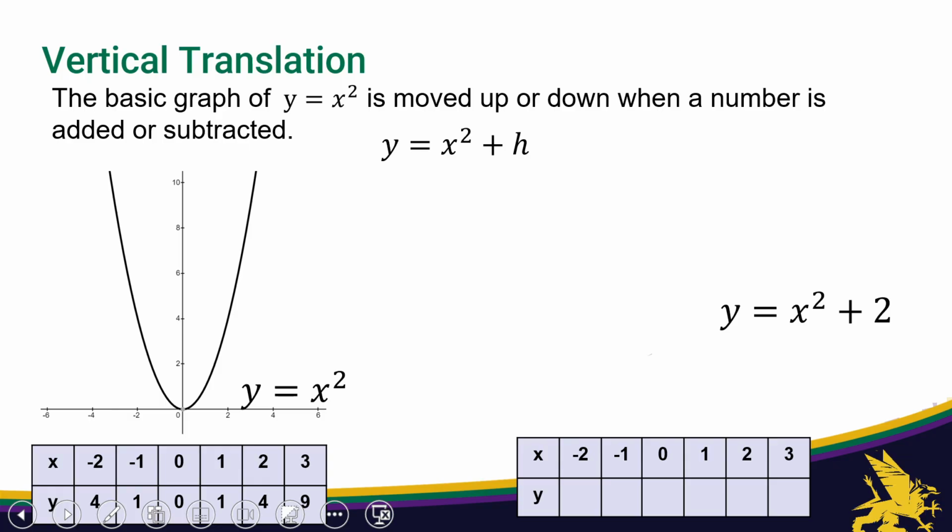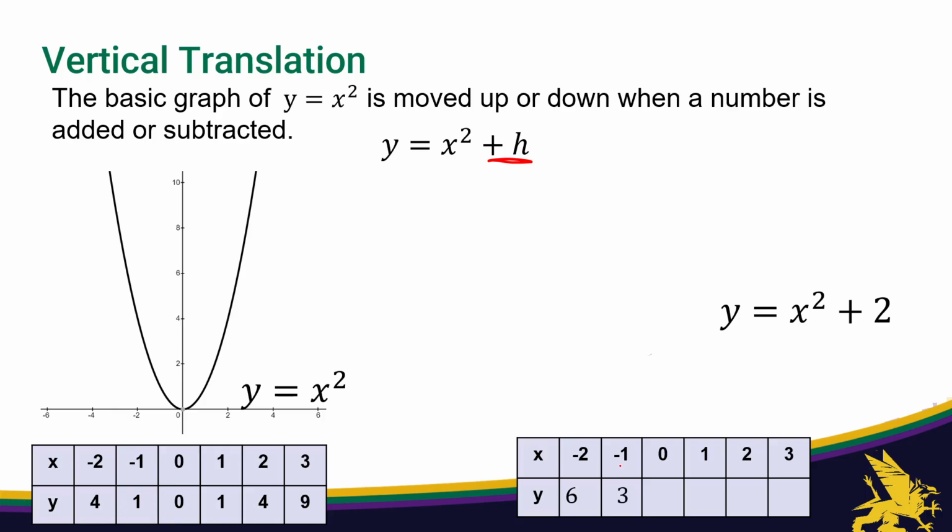If we look at vertical translation, and vertical means up and down, we're referring to the h, which is outside the squared part that we looked at previously. So that means if I have x squared plus 2, I'm going to start off with just filling in the table first. So -2 squared is 4, 4 plus 2 is 6.